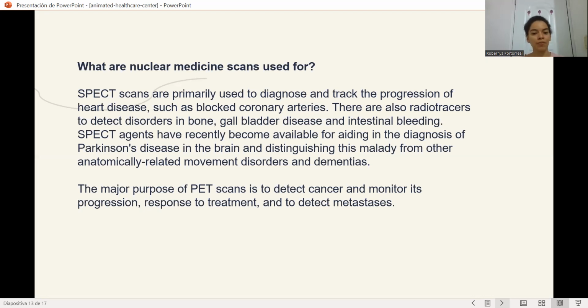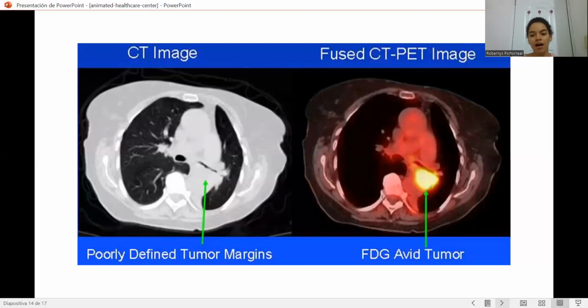The major purpose of PET scans is to detect cancer and monitor its progression, response to treatment, and to detect metastases. This is an example of a detected tumor.